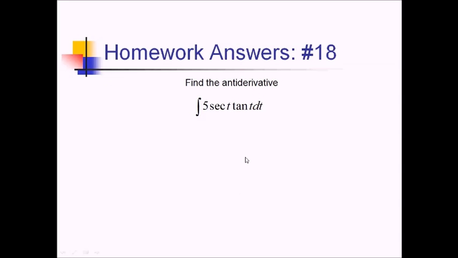For 18, we want the antiderivative of 5 secant t tan t. We know that secant tan is the derivative of secant, so the antiderivative of this then will be 5 secant of t plus c.